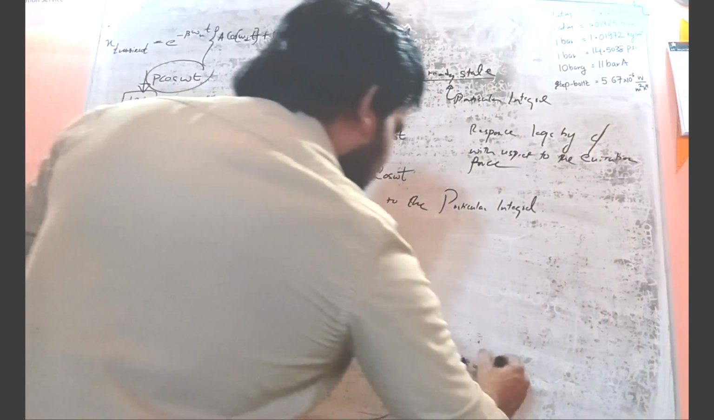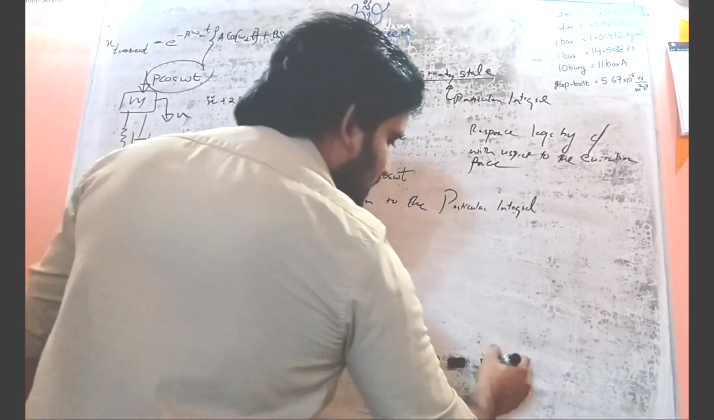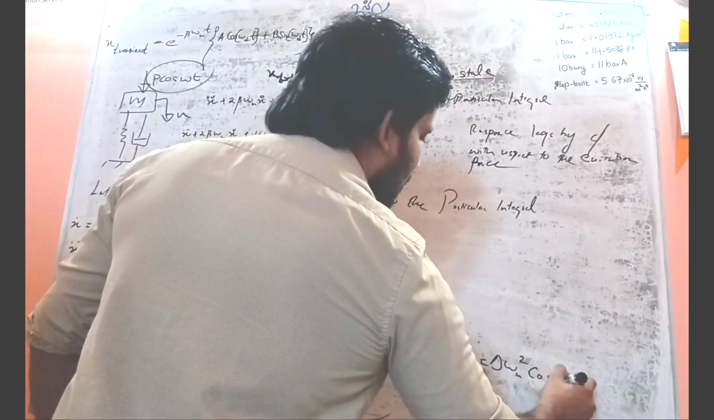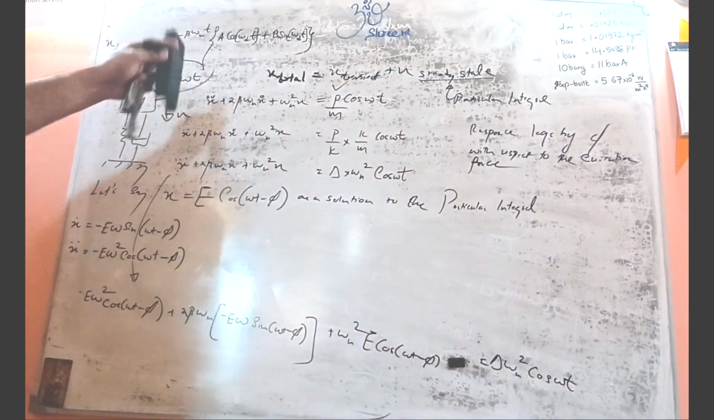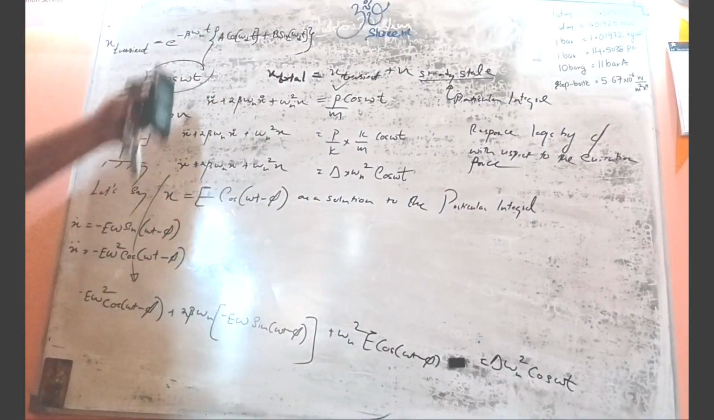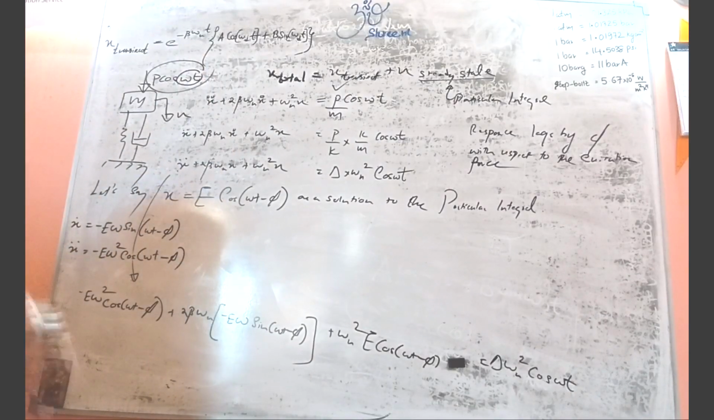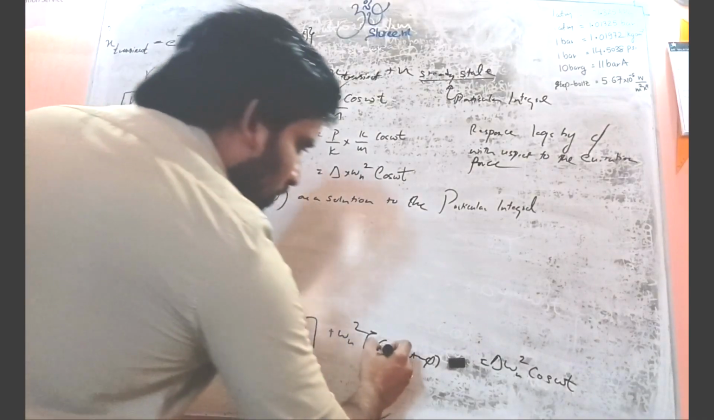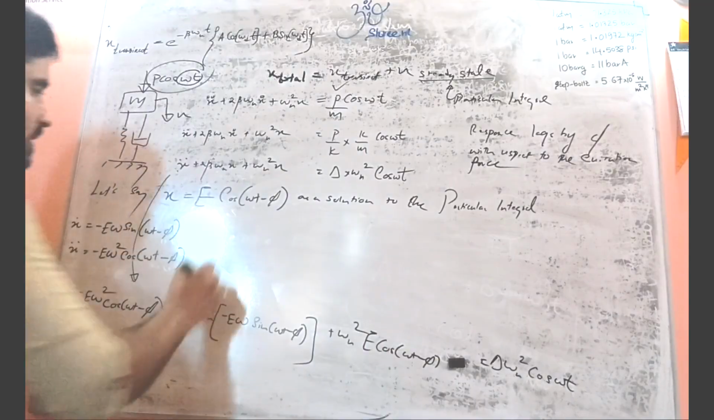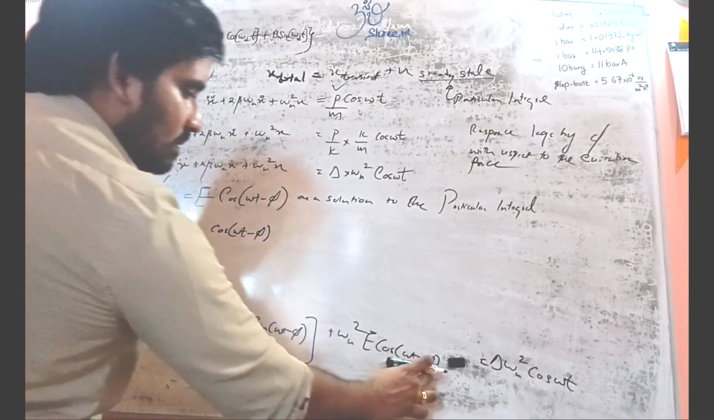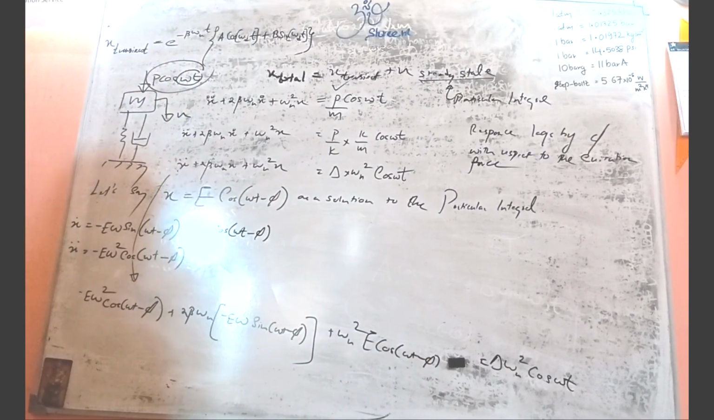And this equals static deflection times omega n squared cos omega t, because that is the original excitation force. So there is no phi angle there, it is only P cos omega t. Now, next thing, you can factorize cos omega t minus phi. How can we factorize that? If you take it as a factor, from here we have minus E omega squared, right?